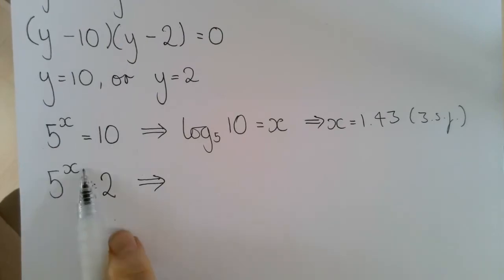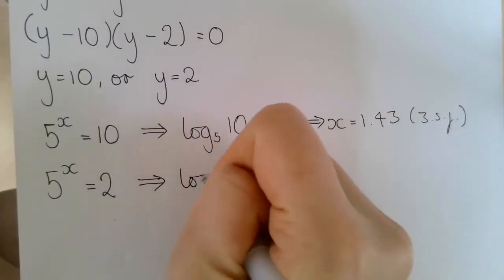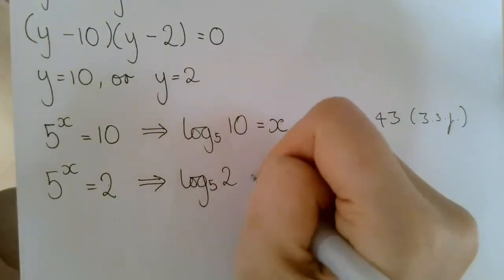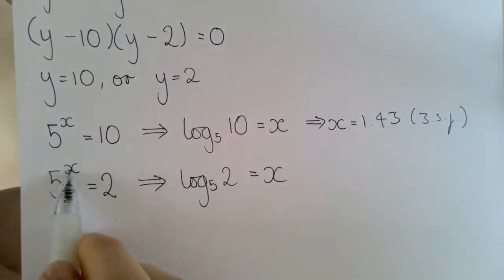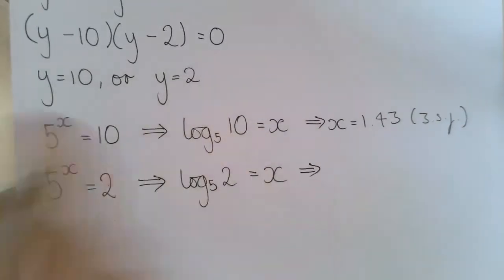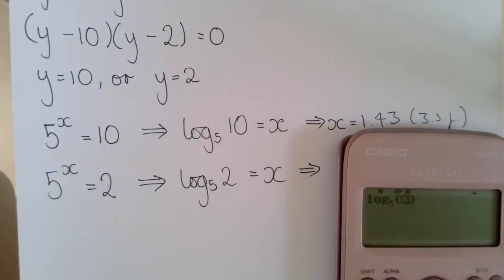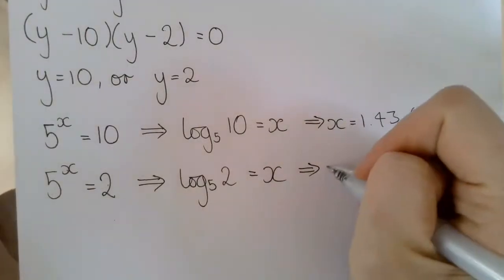This one, 5 to the power of x equals 2, log base 5 of 2 is equal to x, which again, using your calculator, log base 5 of 2, gives 0.431 to 3 significant figures.